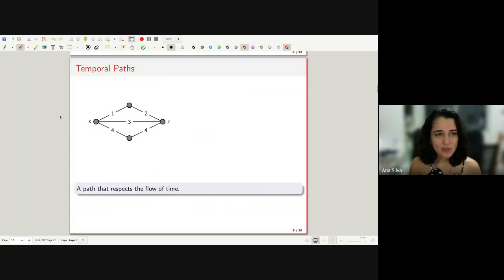So a path must respect the flow of time. When you define a path like this, you can have many different notions of minimality. You can talk about the shortest path, which is the one that uses the least number of edges. You can also talk about the earliest arrival time path. This one would be better, because it arrives there in time 2, whereas the previous one arrived in time 3. You can also talk about the latest departure time. Maybe for some reason you want to delay your departure as much as you can. And you can also talk about fastest paths.